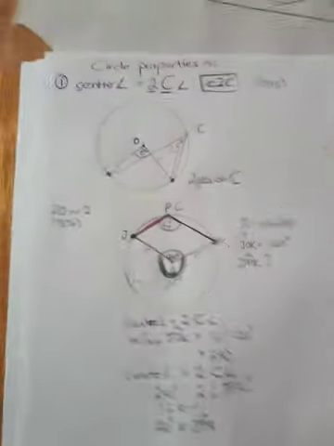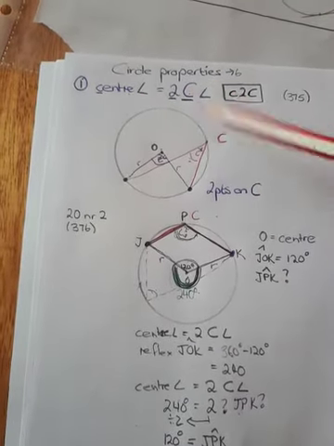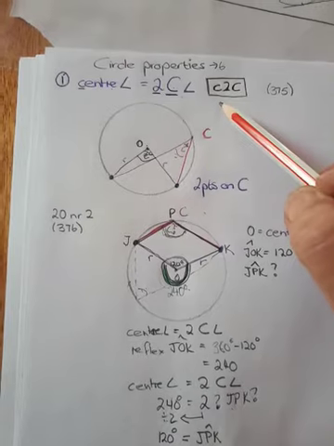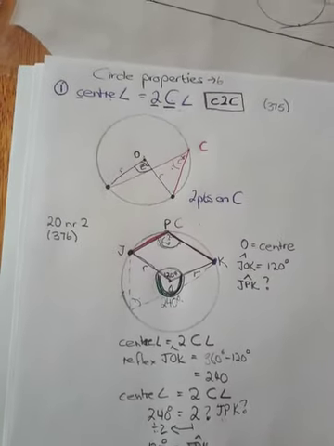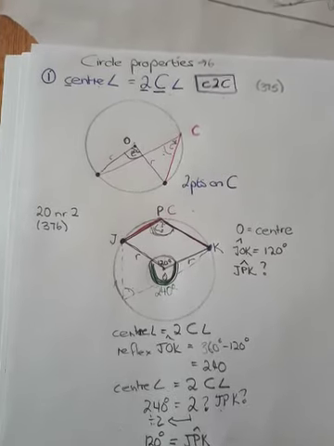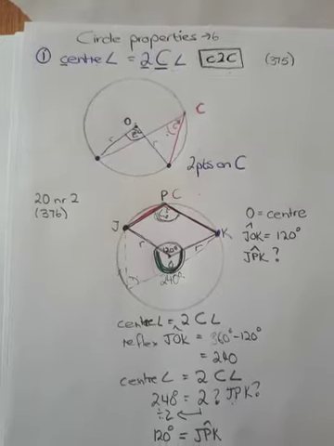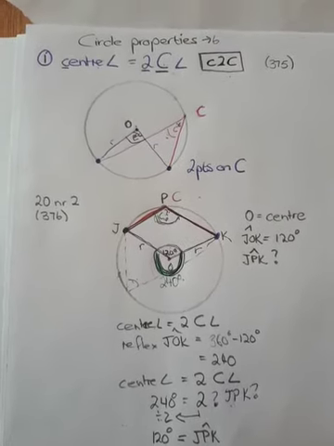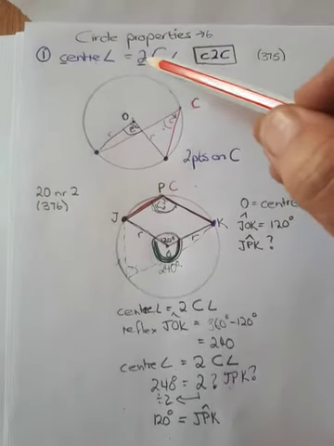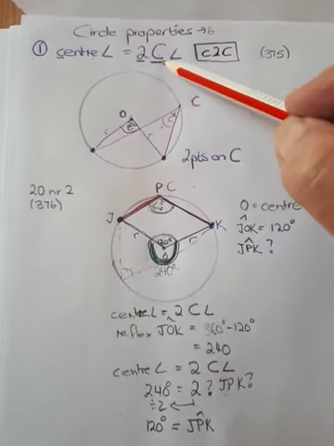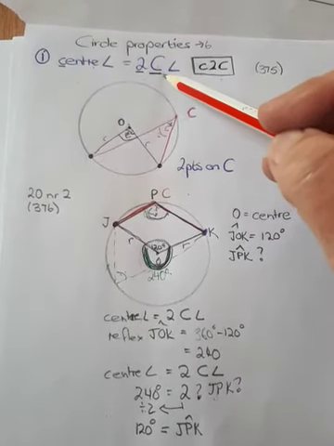All right, let's summarize the law. The law says center angle equals twice circumference angle. The way you can remember that is C to C. If you watch the other videos, you will see that I give you each time a reminder, a way in which you can memorize these laws. So in this case, it's C to C. Center angle equals twice circumference angle.